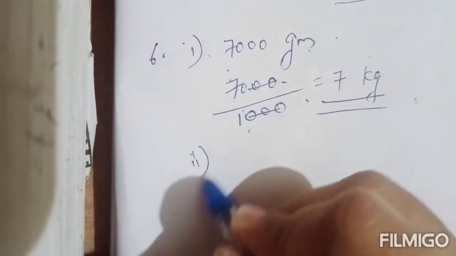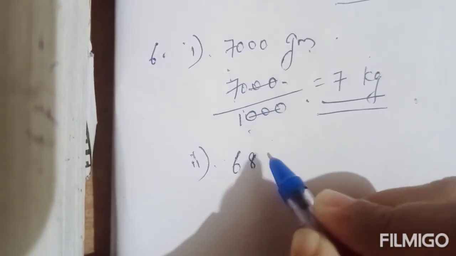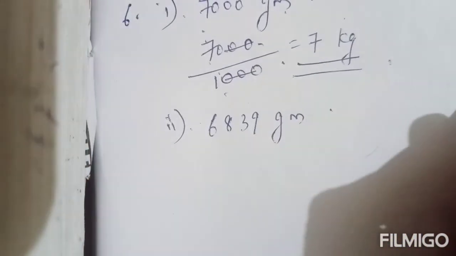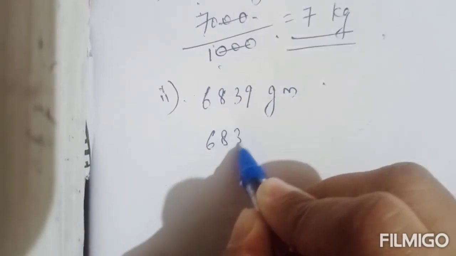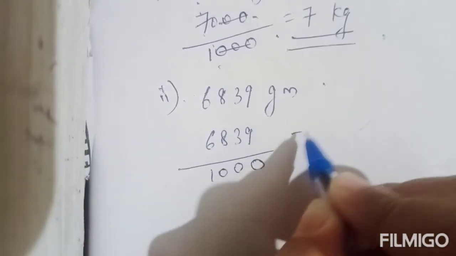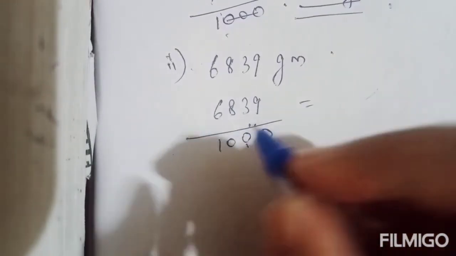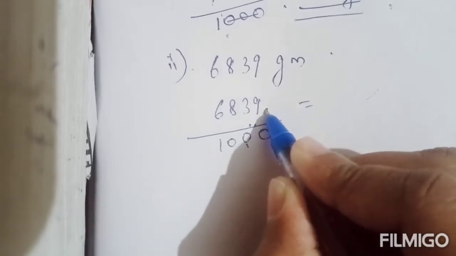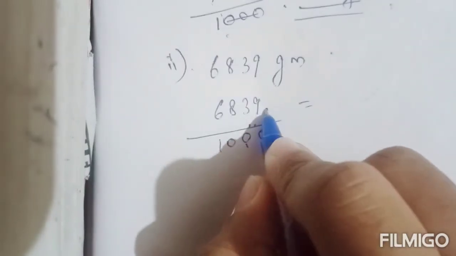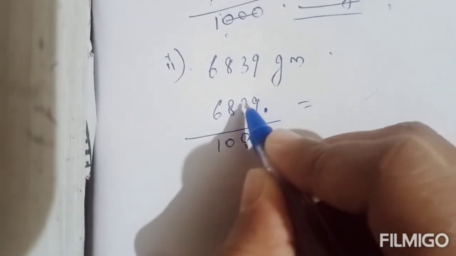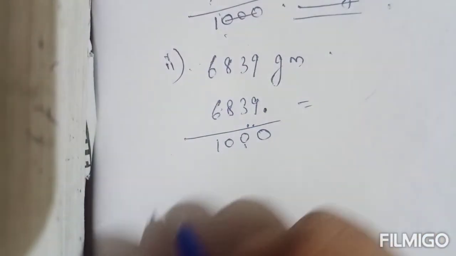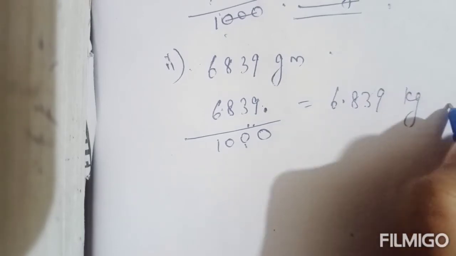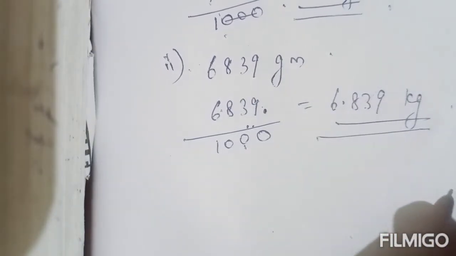Okay. Now in that second one, 6839 gram. In order to convert gram to kilogram, just divide by 1000. 6839 by 1000. So division by 1000, decimal point will move 3 places to the left. Okay, so here will be the decimal point. Moving this decimal point 3 places to the left, 1, 2, 3 here. So the answer will be 6.839, and the unit kilogram. 6.839 kilogram.